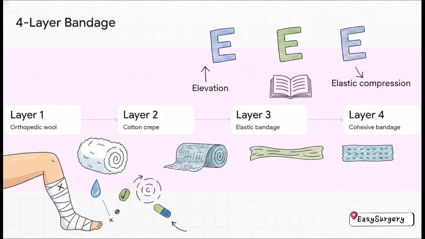To actually achieve that compression, assuming they don't have any underlying arterial disease, of course, you'll apply a specific 4-layer bandage technique. Layer 1 is orthopedic wool, Layer 2 is cotton crepe, Layer 3 is the elastic bandage, and Layer 4 is the cohesive bandage to hold the whole shebang together. Remember, you only use antibiotics if there is an active infection. But you can use the drug pentoxifylline to reduce blood viscosity and get that flow improving.